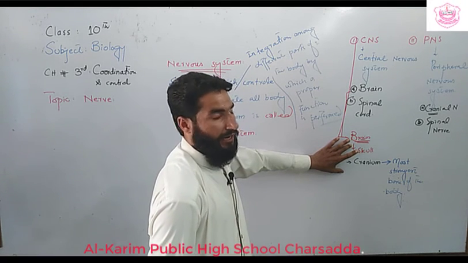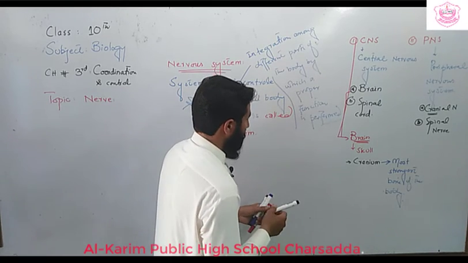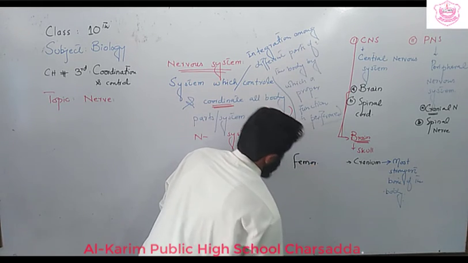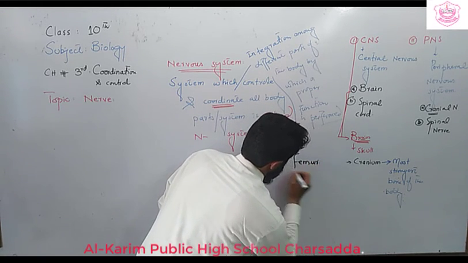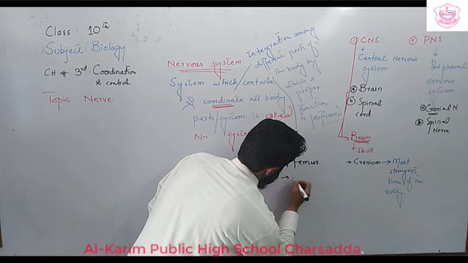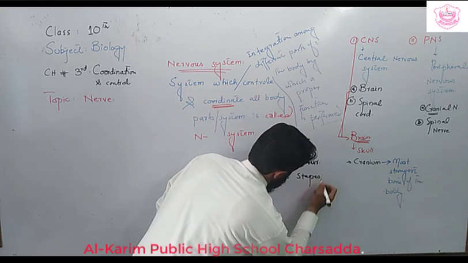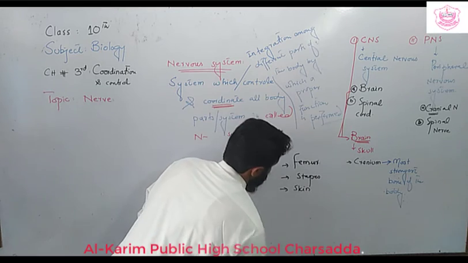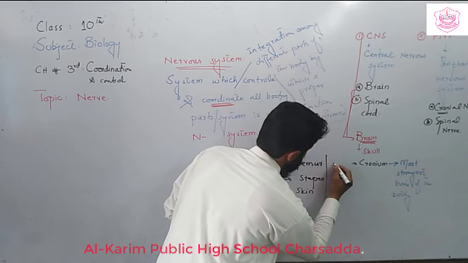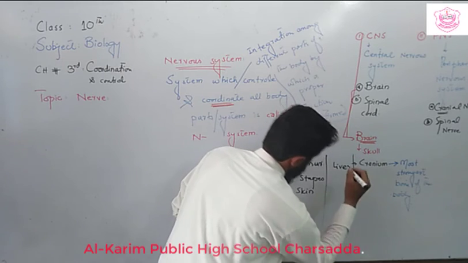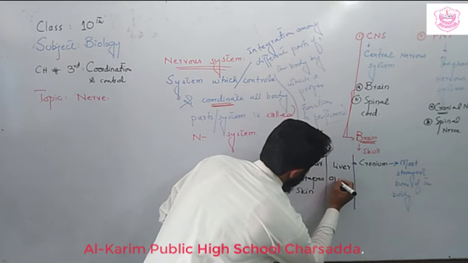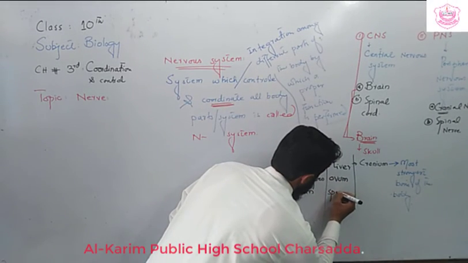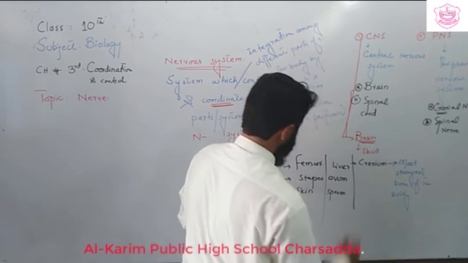Largest bone of the body is femur. Smallest bone of the body is stapes. Largest organ in the human body is skin. Largest gland in the body is liver. Largest cell in the body is the female ovum. Smallest cell in the body is the male sperm. This was all about the bone.